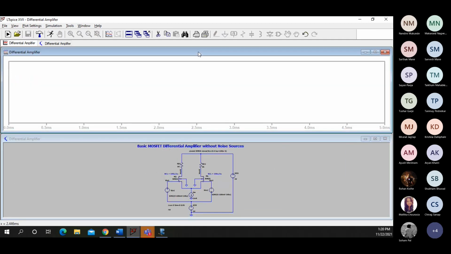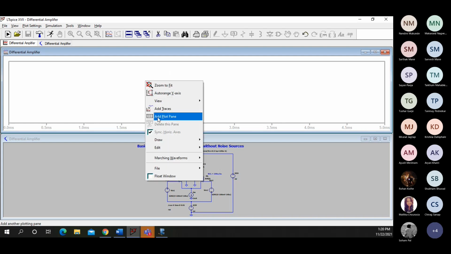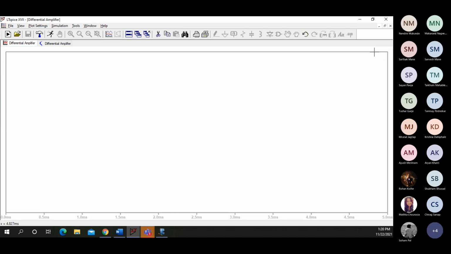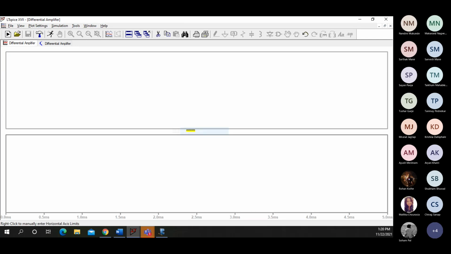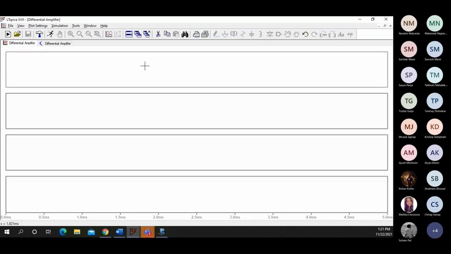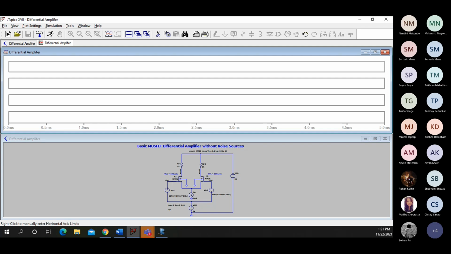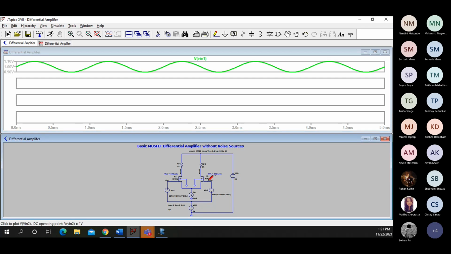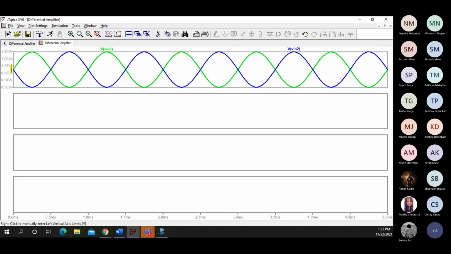So what you will see is this. Now I will divide this trace. I'll just magnify this. I'll add 4 plot planes. In the first plot plane, we will plot V in 1 and V in 2. What you should observe here is that the central value is 1 volt, and V in 1 and V in 2 are 180 degrees out of phase.